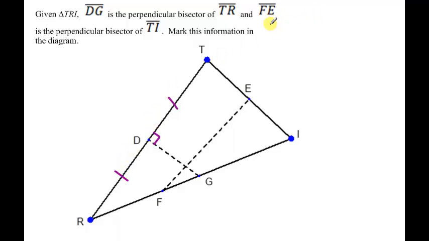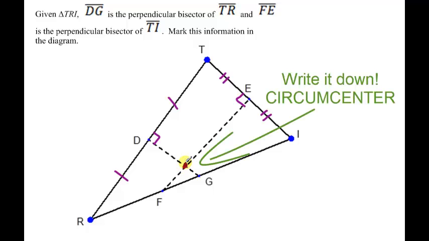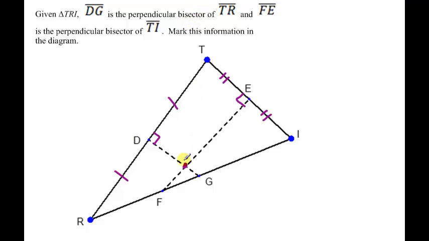FE is also a perpendicular bisector, but it's of TI. So when FE meets TI right here, again, there's a right angle formed, and TI gets chopped into two equal parts, or bisected. So there's that information, and if we were to do the third perpendicular bisector, we would also find that it meets where these others meet. So this point right here is what we call the circumcenter. And it's the center of the triangle in that it's the same distance from that point out to R, out to T, and out to I. Now let me show you that with the compass.